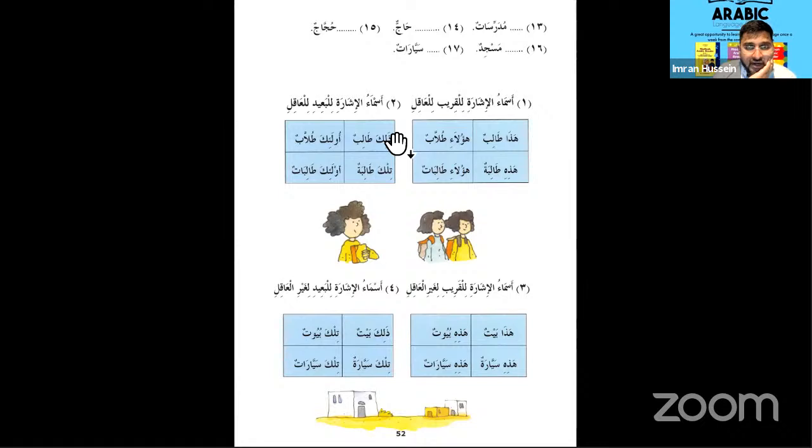See the difference? Here we use dhalika in the singular, and in the plural we use ulaika for human beings, tilka for the singular feminine, and the plural is ulaika. But with these here, the non-human beings, we treat them the same. We will use feminine and masculine, dhalika and tilka, in the singulars, but in the plurals, see this here: tilka buyutun, tilka sayyaratun.